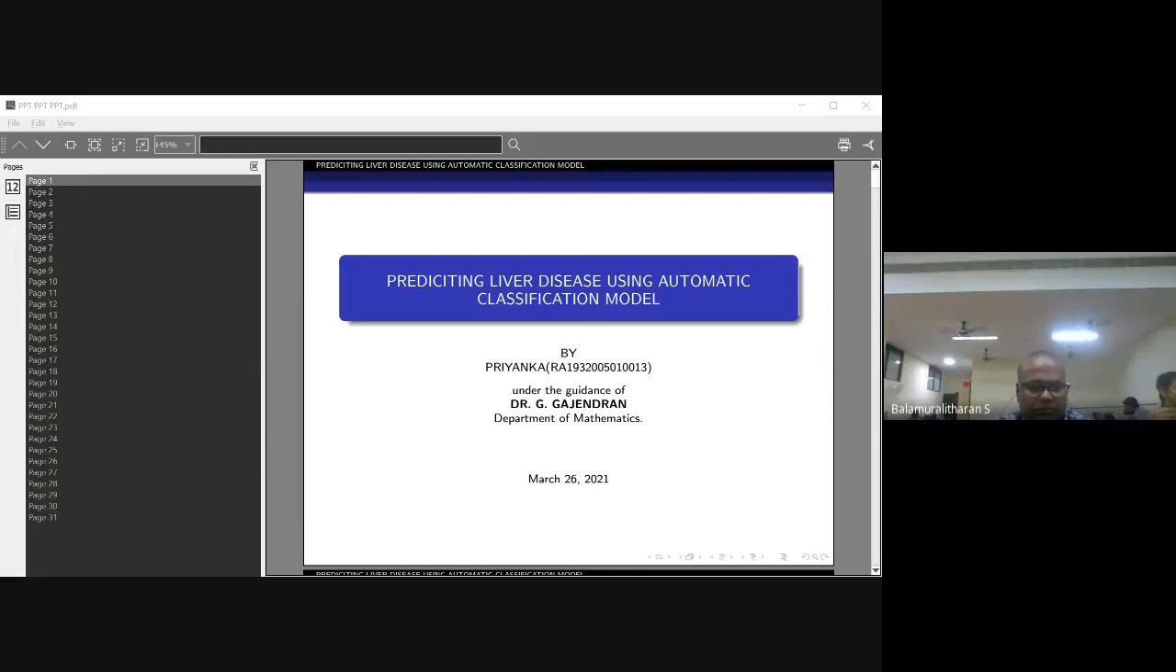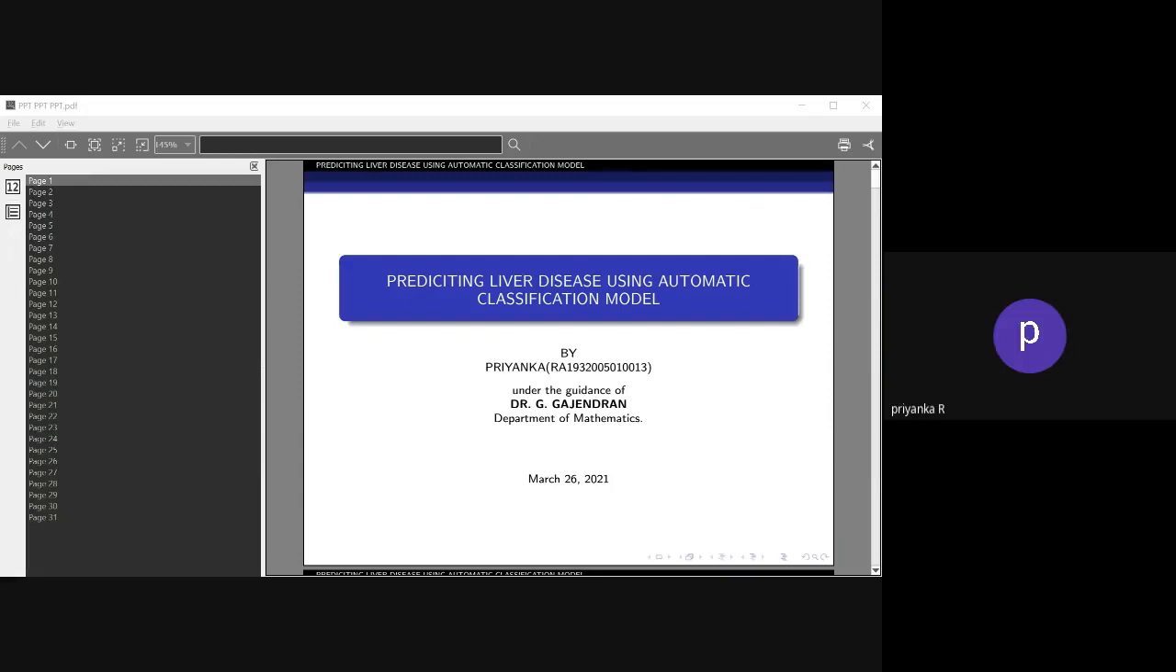Five minutes only. The title of my paper is Predicting Liver Diagnosis Using Automatic Classification Model. I'm doing this paper under the guidance of Dr. D. Gajendran, sir. These are the agendas.